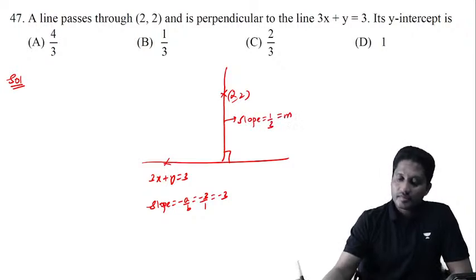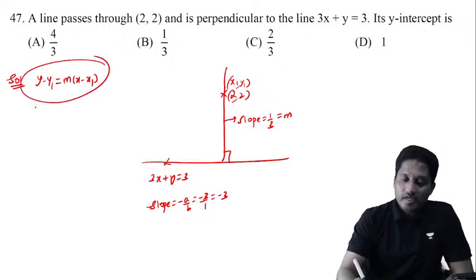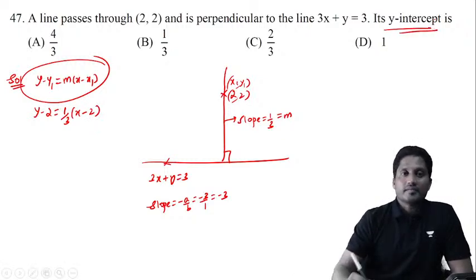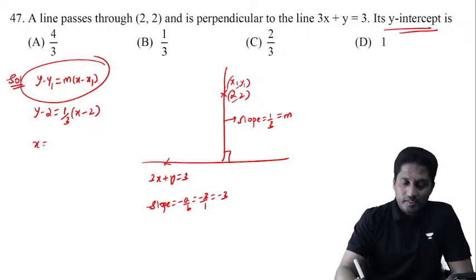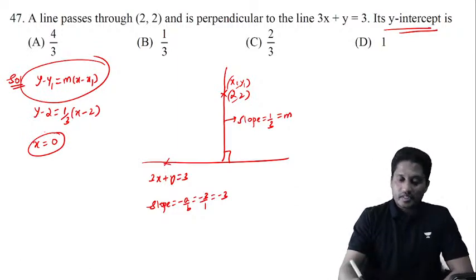This is m. This is x1 comma y1. Equation of the line is y minus y1 is equal to m into x minus x1. So you get y minus 2 is equal to 1 by 3 into x minus 2. The question is, what is y-intercept? If it is y-intercept, x should be 0, right? He's asking what is length of y-intercept. Y-intercept, obviously x should be 0.